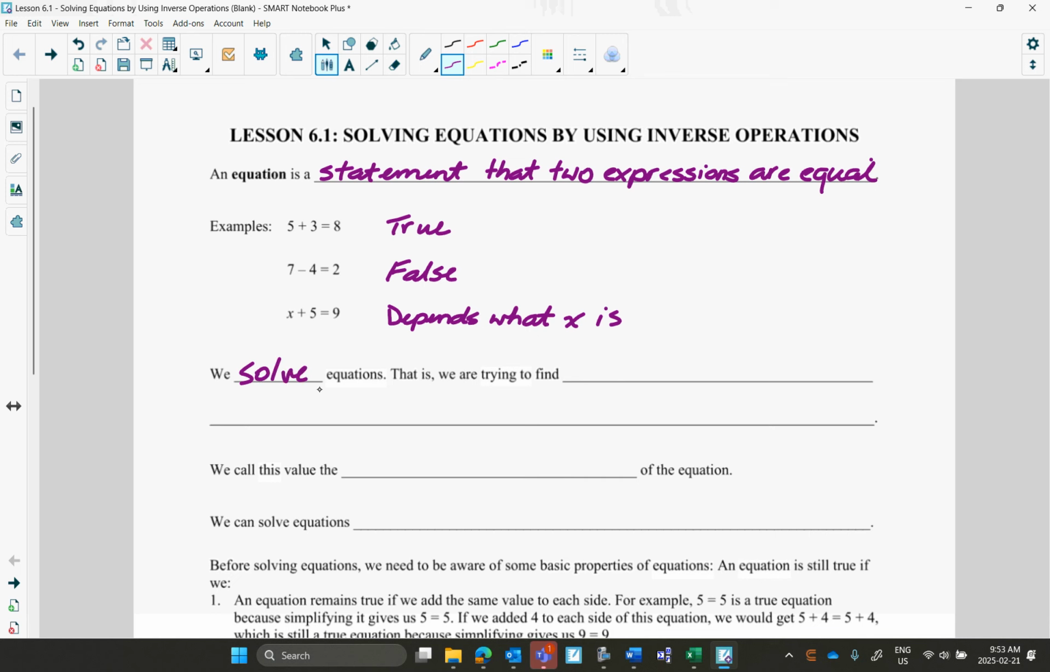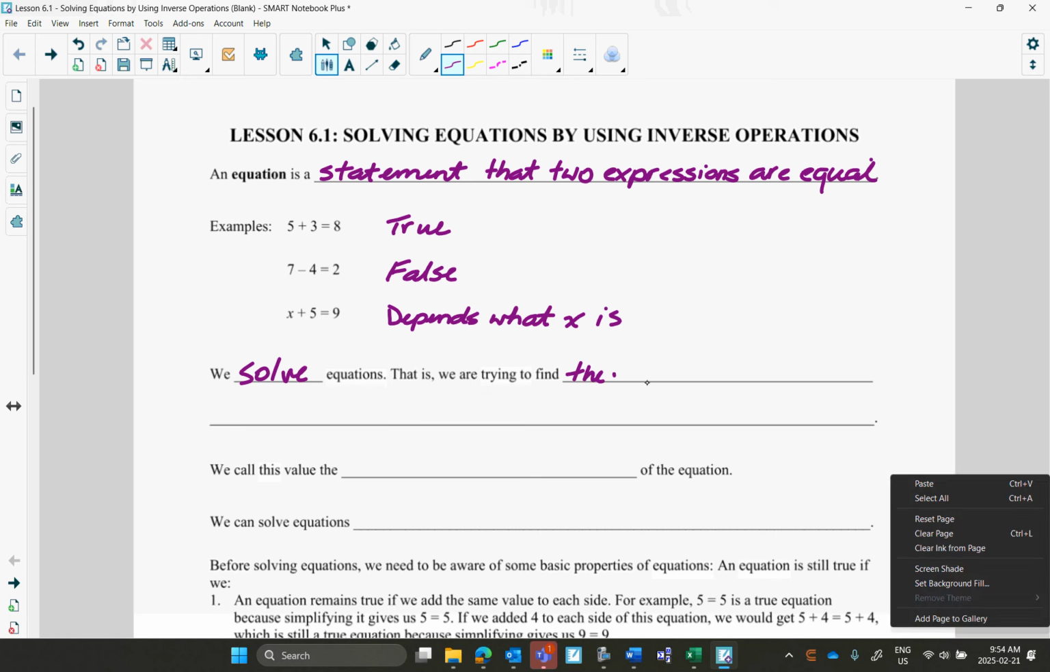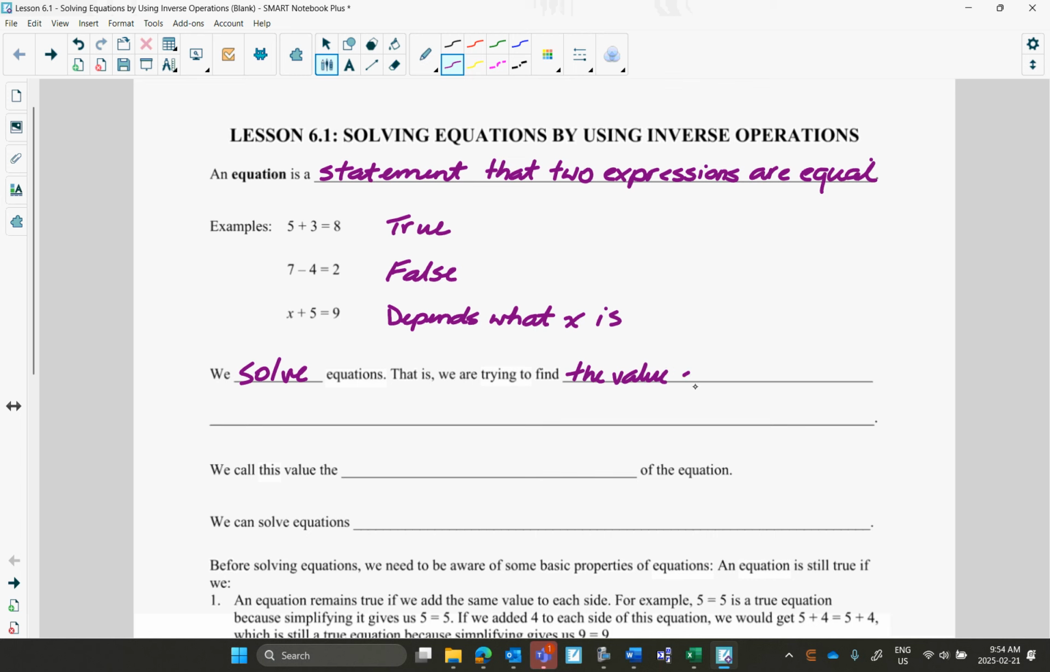And that's different from what we did in the first unit. In the first unit, we simplified expressions. We don't solve expressions. Okay? We solve equations. So what are we trying to do when we solve? We're trying to find the value of the variable that makes an equation true.